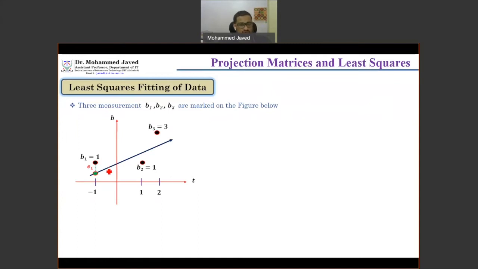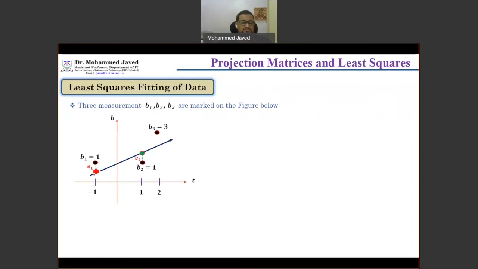So we have to start, right? We have to calculate the error and then try to fit the best line. So that is the idea here. Now what I do is I try to project every point onto the line which I am trying to fit. In this case, B1 is projected here, and this green point is the projection value, and the error is represented as E1.